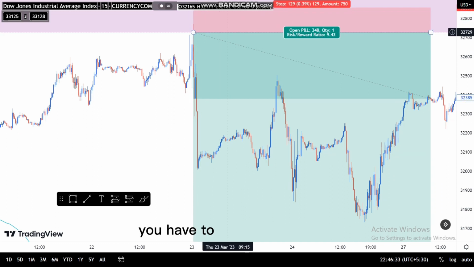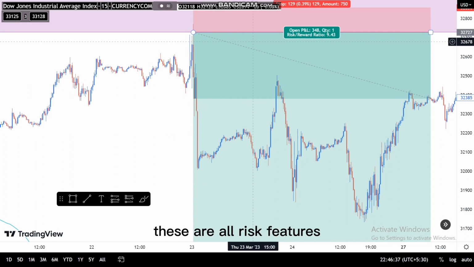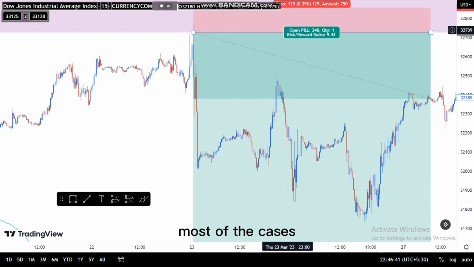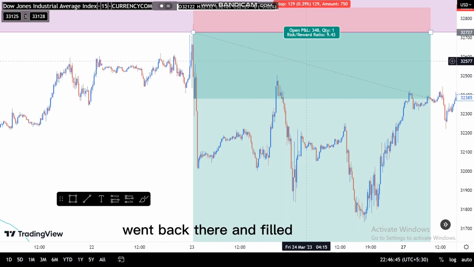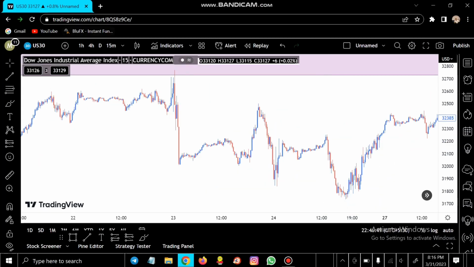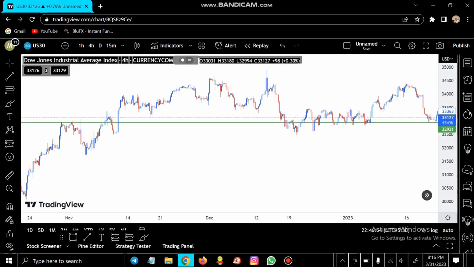You just have to make sure you set your stop loss, traders. You have to set your stop loss. These are all low-risk trades, because in most of the cases I've seen a fair value gap in the market, price has always gone back there and filled that gap. So let's go back to our 4-hour candle time frame, and I'll show you the other fair value gaps that we have in the market.